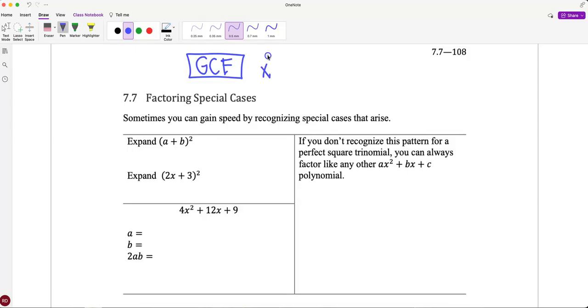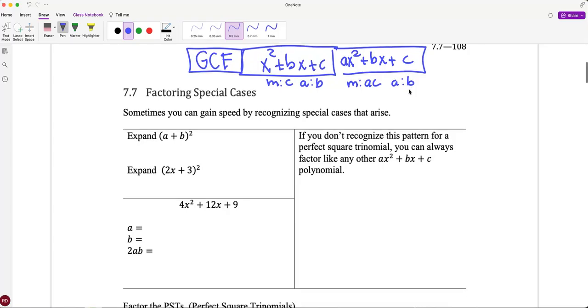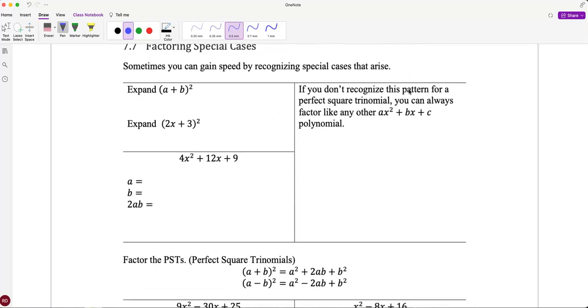We talked about how to factor x squared plus bx plus c. You have to find numbers that multiply to c and add to b. Then we talked about factoring a little bit more complicated, ax squared plus bx plus c. Here you find numbers that multiply to ac and add to b, and then we have to use the factoring by grouping method. Okay, we're just going to talk about a couple of special cases here.